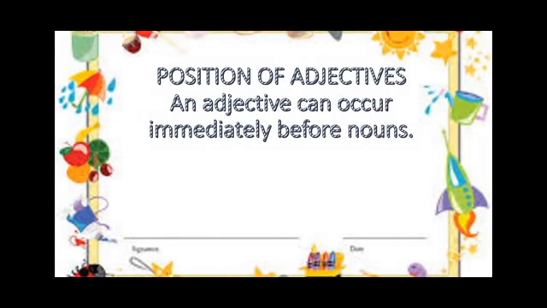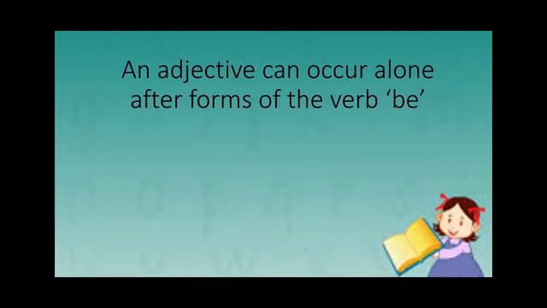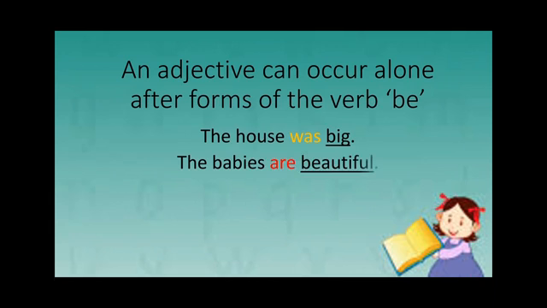Let's look at position of adjectives. An adjective can occur immediately before nouns. For example, a big house, a red flower, an angry lion. Adjectives can occur alone after forms of the verb to be. Look at this example. The house was big. Big is the adjective, and the verb to be is was. The house was big. The babies are beautiful. So you see that an adjective can occur alone after forms of the verb to be.